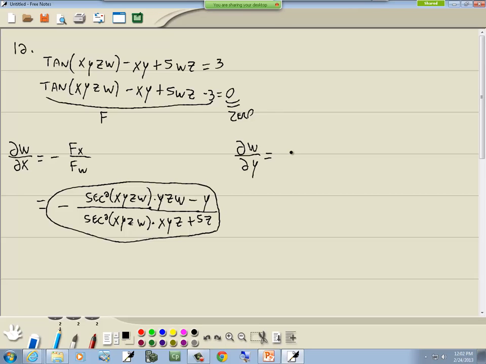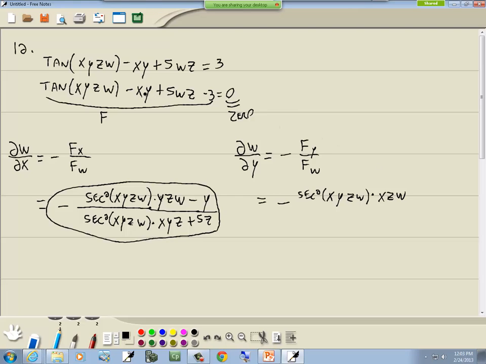Okay. Let's take the partial of w with respect to y. That's going to equal negative partial of f with respect to y over the partial of f with respect to w. I'm not going to find the partial with respect to w again. I'll assume my first one here is correct. Okay, partial of f with respect to y. Derivative of tangent is secant squared. That doesn't change. xyzw times the derivative of what's inside the parentheses with respect to y. So the x, z, and w are constants now, and the derivative of y is 1, so that gives us xzw.